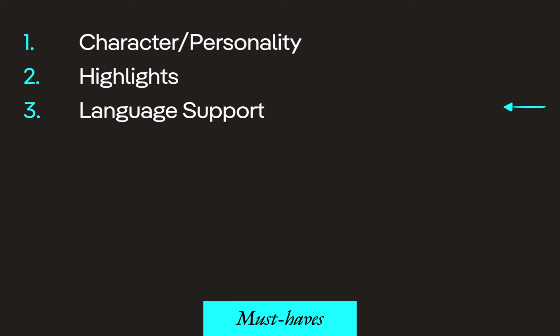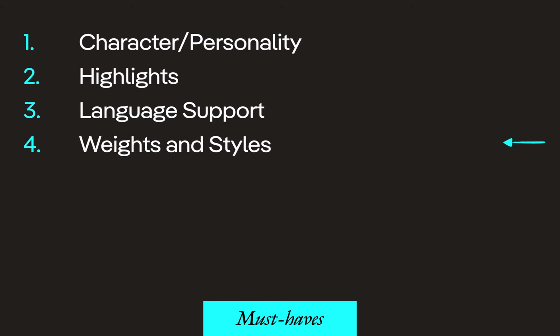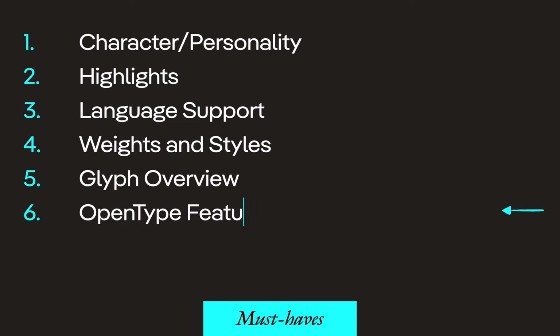Number 3 is language support. This is usually a list, but you can be creative here, of course. Number 4 is weights and styles, and this should also be a no-brainer, I think. Another no-brainer is the glyphs overview. Number 6 is OpenType features. According to the research, it is not as important to users, but I recommend to document them in a specimen for later reference.